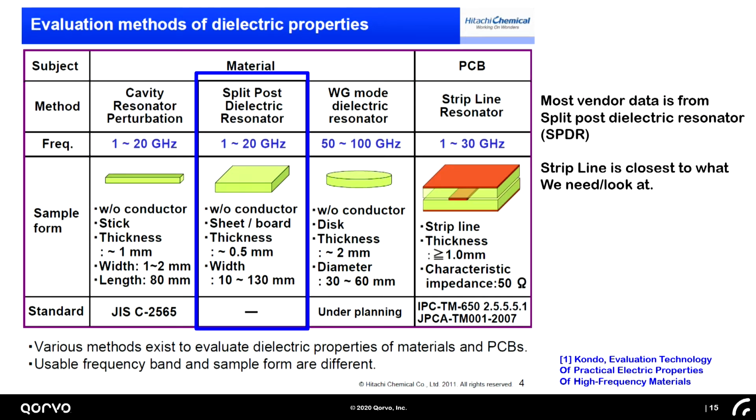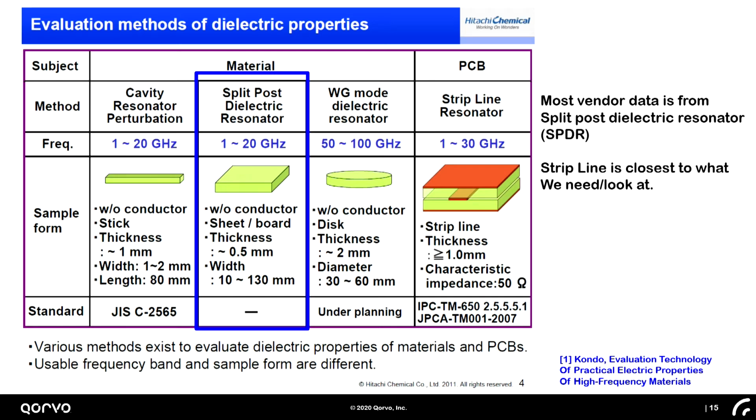So how do they measure it? Well, right now, most of the information that we get from the vendors comes from this split post dielectric resonator. And I think the NIST guys have published a lot on that kind of stuff. That's the main thing. Strip line probably looks closest to what we will use in real life, but not a lot of data from people on that. So there's a lot of different methods to use, and then the usual frequency band and sample form are different for these things, right?